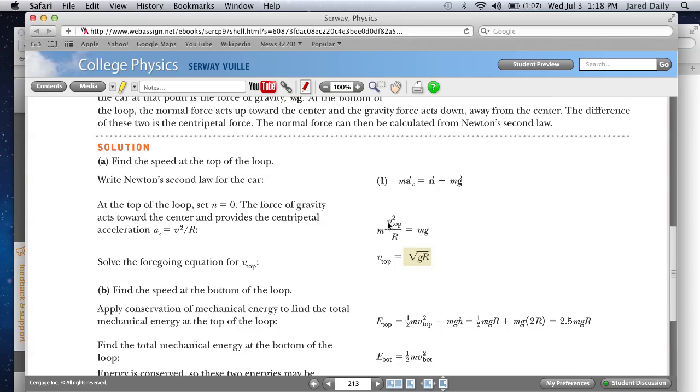So centripetal force is centripetal acceleration, v squared over r, times mass, and then of course just the regular weight on the other side. When you solve that for velocity at the top of the track, you get the square root of g times r. And it's kind of interesting. It doesn't depend on the mass of the car. It doesn't depend on anything except the gravitational constant g and the radius of the loop, it turns out.